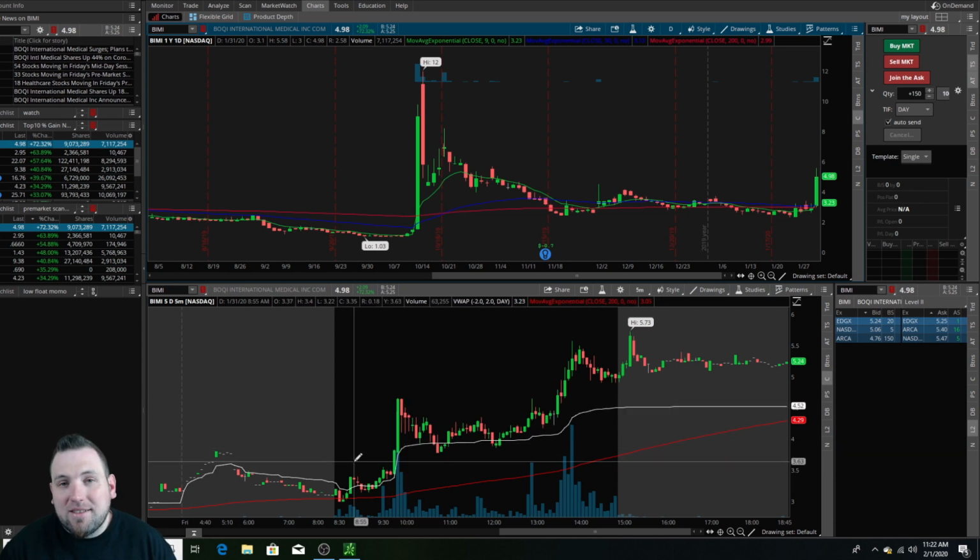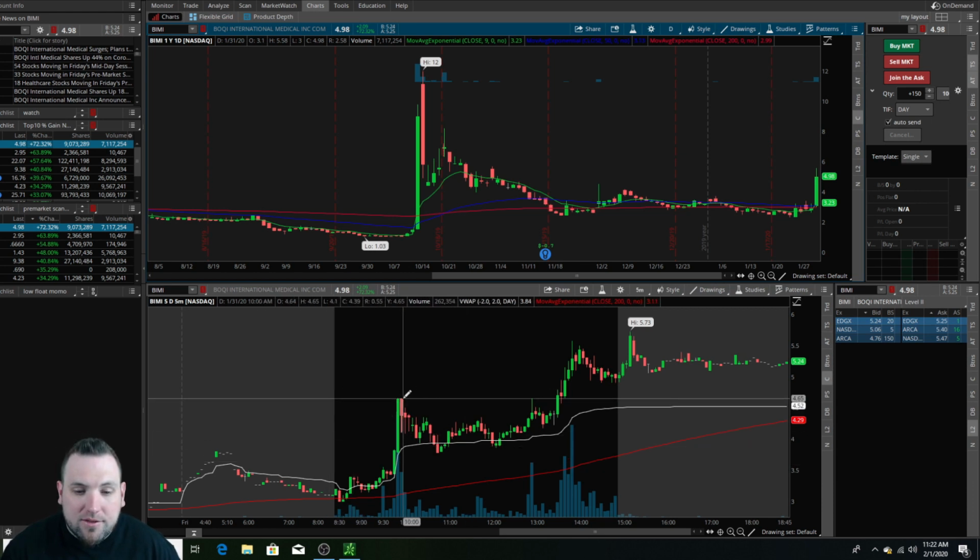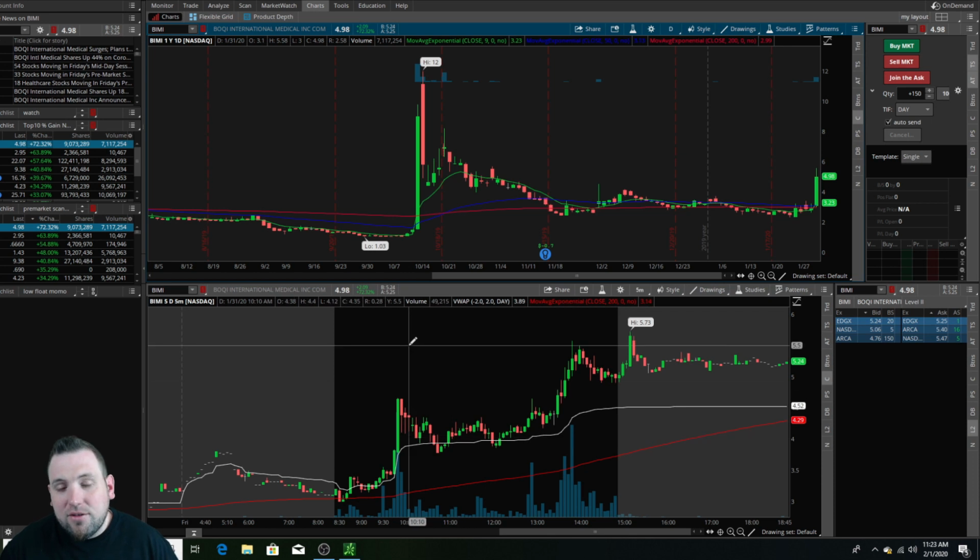The VWAP acts as kind of a price magnet for the stock. If it gets too high above the VWAP like it did here, you can see the stock is all the way up here, the VWAP's down here, it's going to act like a magnet and pull the price back down to the VWAP. Same thing on the other side, when it goes below the VWAP too far, it's going to act like a magnet and pull the price back up to the VWAP. So that's how you can use these indicators to get in and out of trades safely and get those good entries that you're looking for.